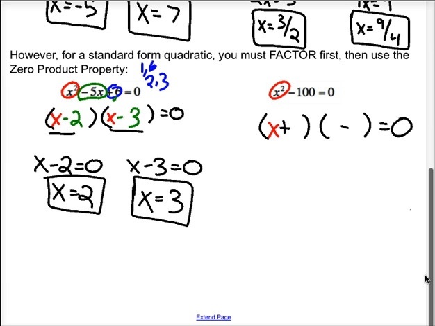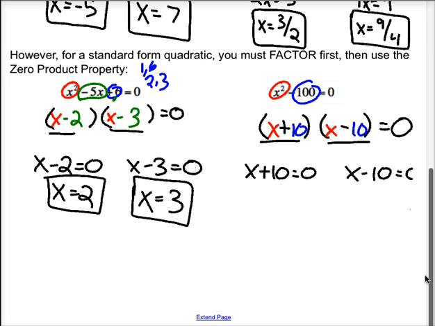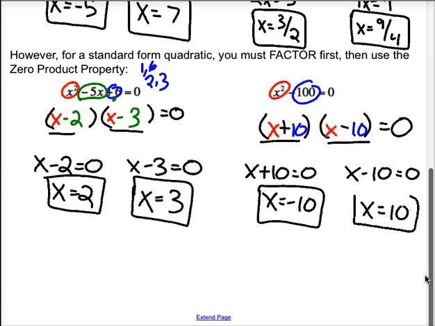X squared comes from x and x. That 100 comes from 10 and 10. And now I have two things that multiply to give me 0. So I need to set each of them equal to 0. So x equals -10 and x equals +10.